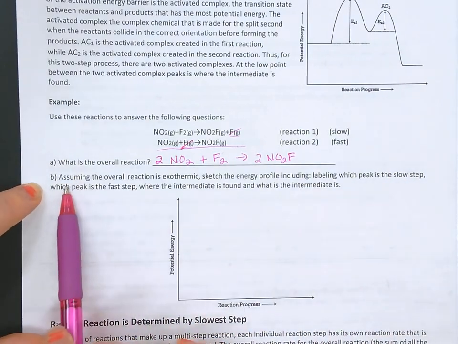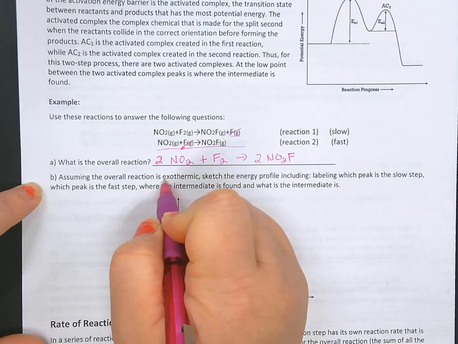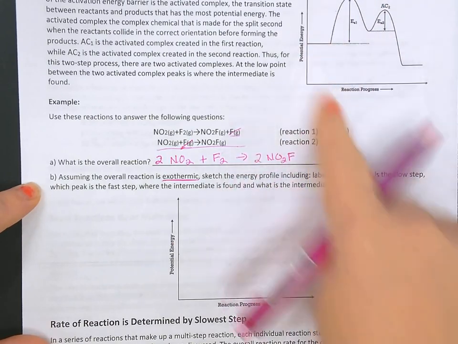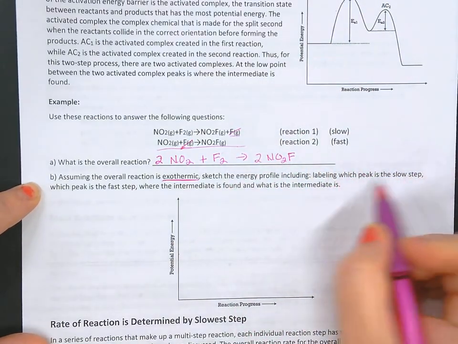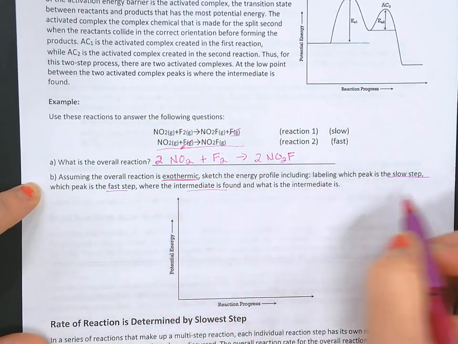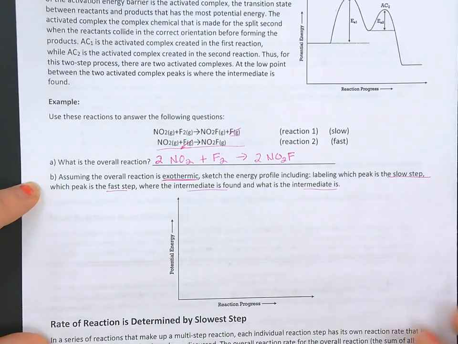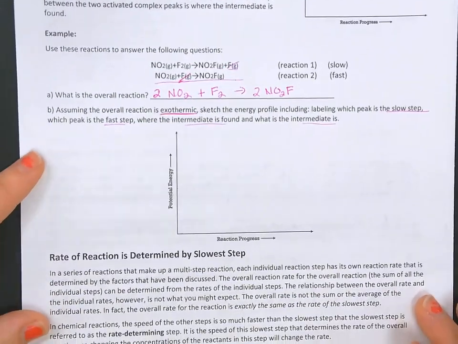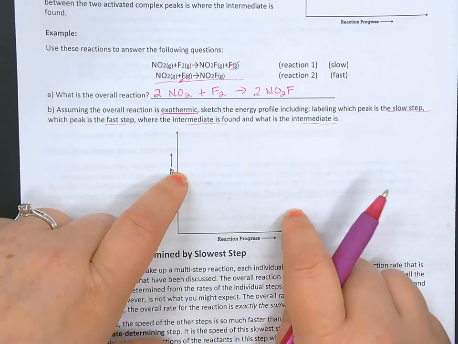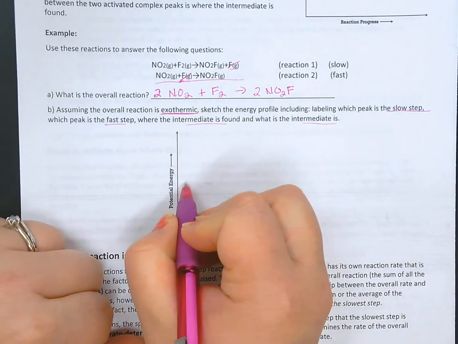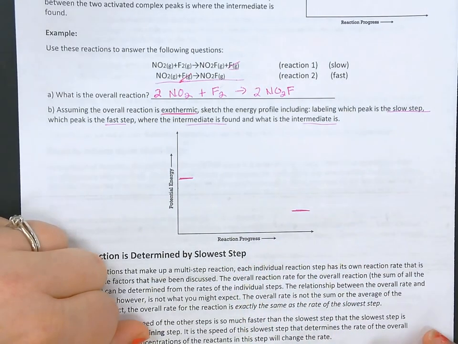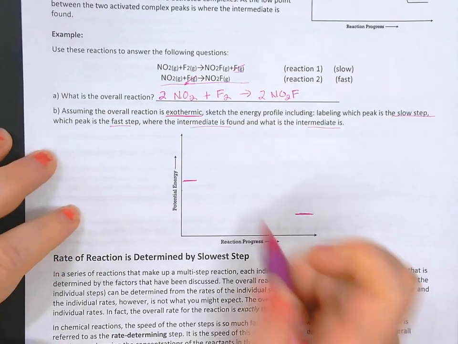So it says, assuming the overall reaction is exothermic, so that's a key piece of information, we're going to sketch the energy profile. So we want to sketch a graph, something like this, labeling which peak is the slow step, which peak is the fast step, and where the intermediate is found, and what the intermediate is. So we're going to label all of those things. So first thing that we know is that it's exothermic. So we don't have values that we're assigning on here, but we do know that our products should be lower than our reactants. So I'm going to go ahead and put my reactants up here, and I'm going to put a dash down here for my products. So I've got that part established. So we know we're dropping in energy.